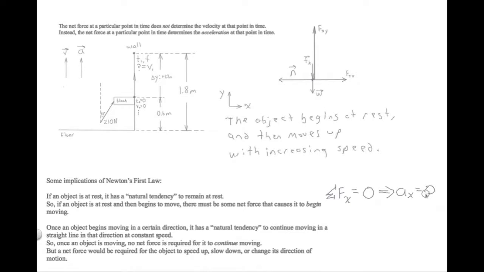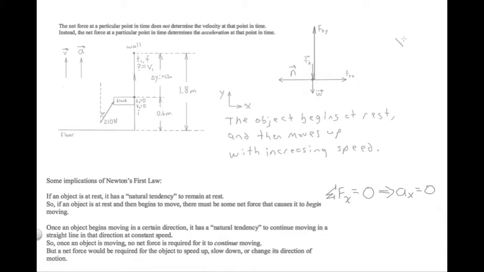Or using the acceleration, remember the acceleration tells us how the velocity is changing. Since a sub x is 0, that tells us that the horizontal velocity is not changing. Well, the horizontal velocity started at 0, and it's not changing, so the horizontal velocity stays at 0. The object remains horizontally motionless. That all makes good sense. We used the idea here that the net force determines the acceleration.